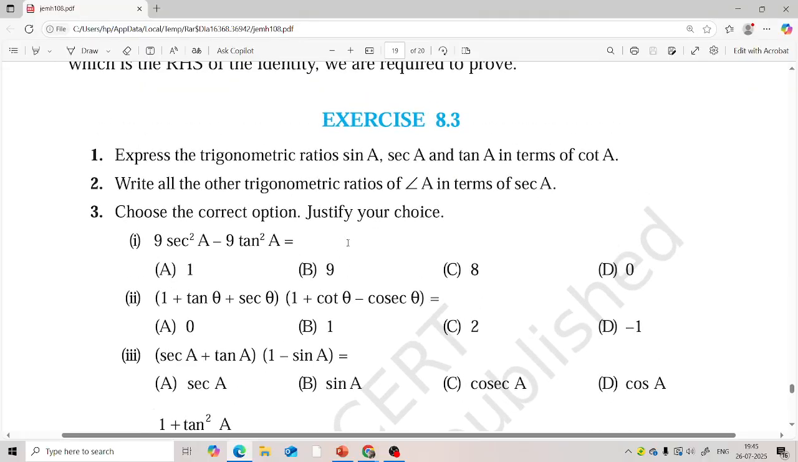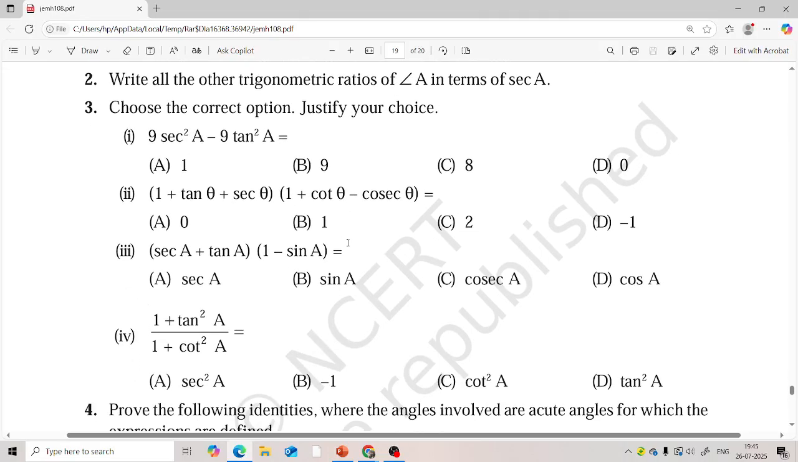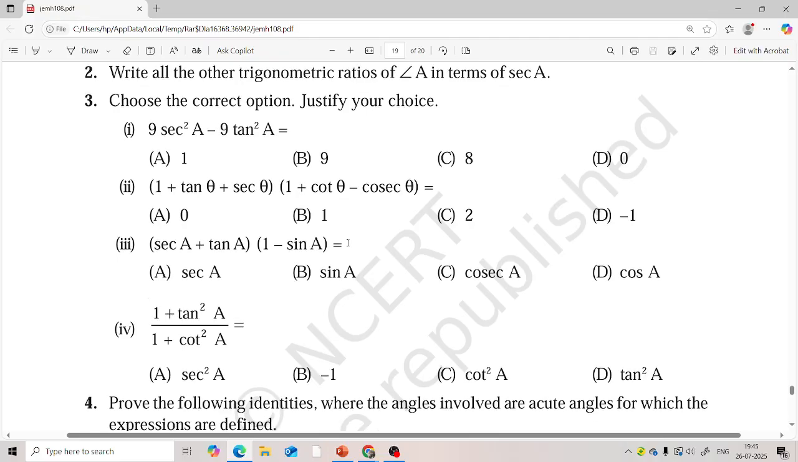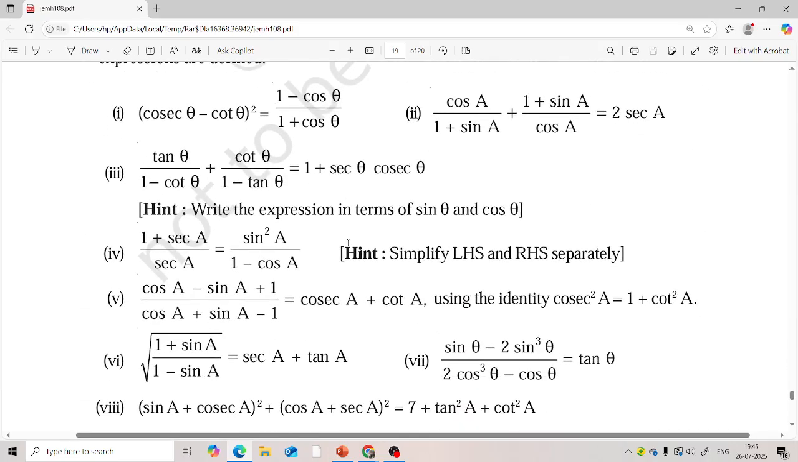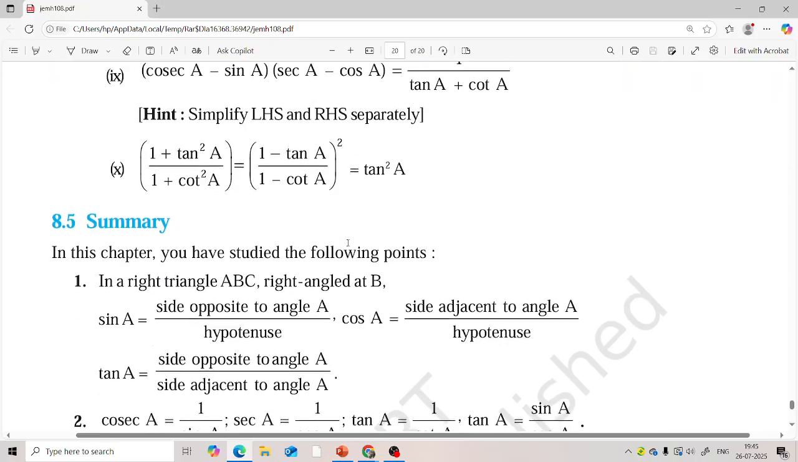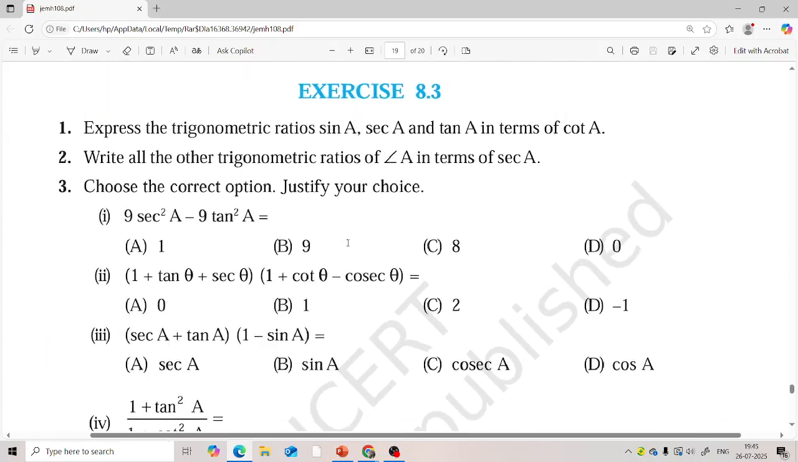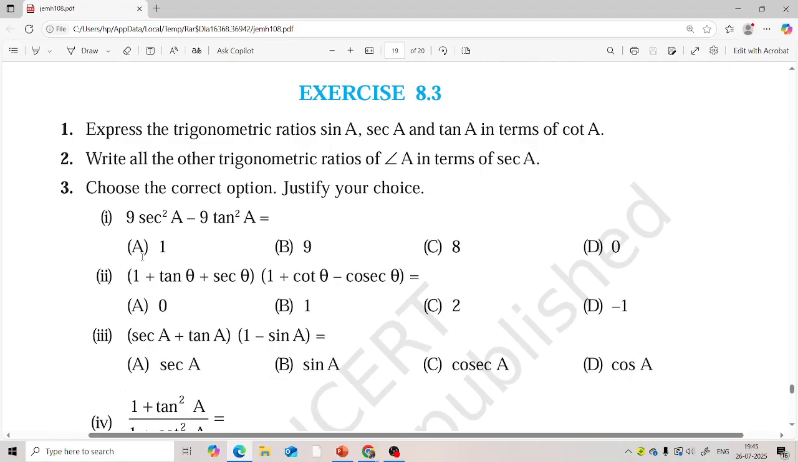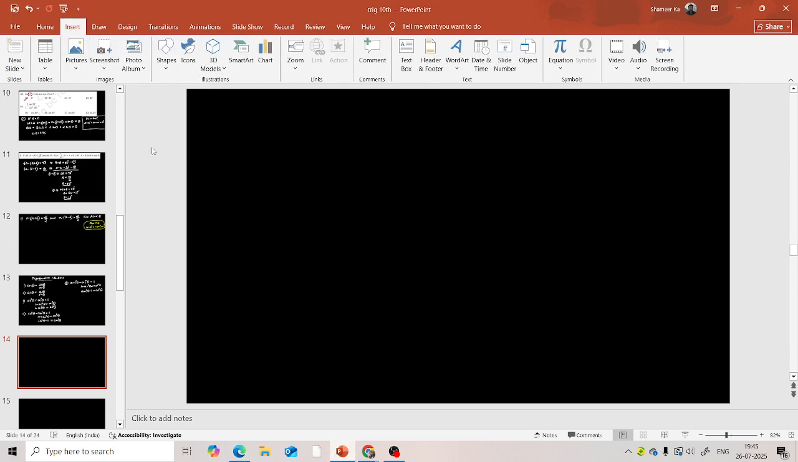In the case of multiple choice questions, you can use some shortcut techniques, because in multiple choice questions they will not check the steps. All the questions are short type questions. Most of the questions are difficult. I will discuss all the problems, but I'm not starting with the first question. I'm starting with the third one.